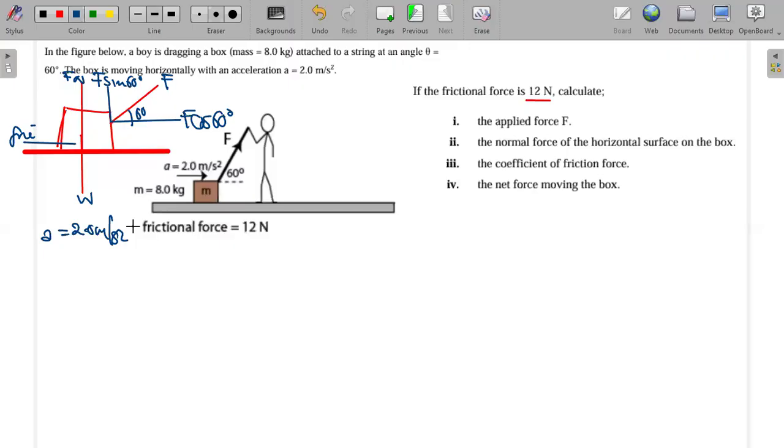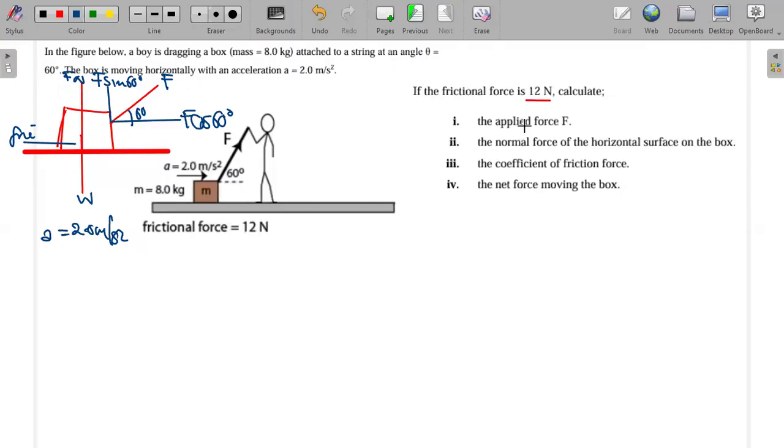We have already resolved our forces. What are we supposed to remember? Friction, Newton's second law of motion, but also vertical equilibrium. I explained vertical equilibrium in the previous question. They're asking us about it in this particular question. So first things first, they want us to calculate the applied force F.